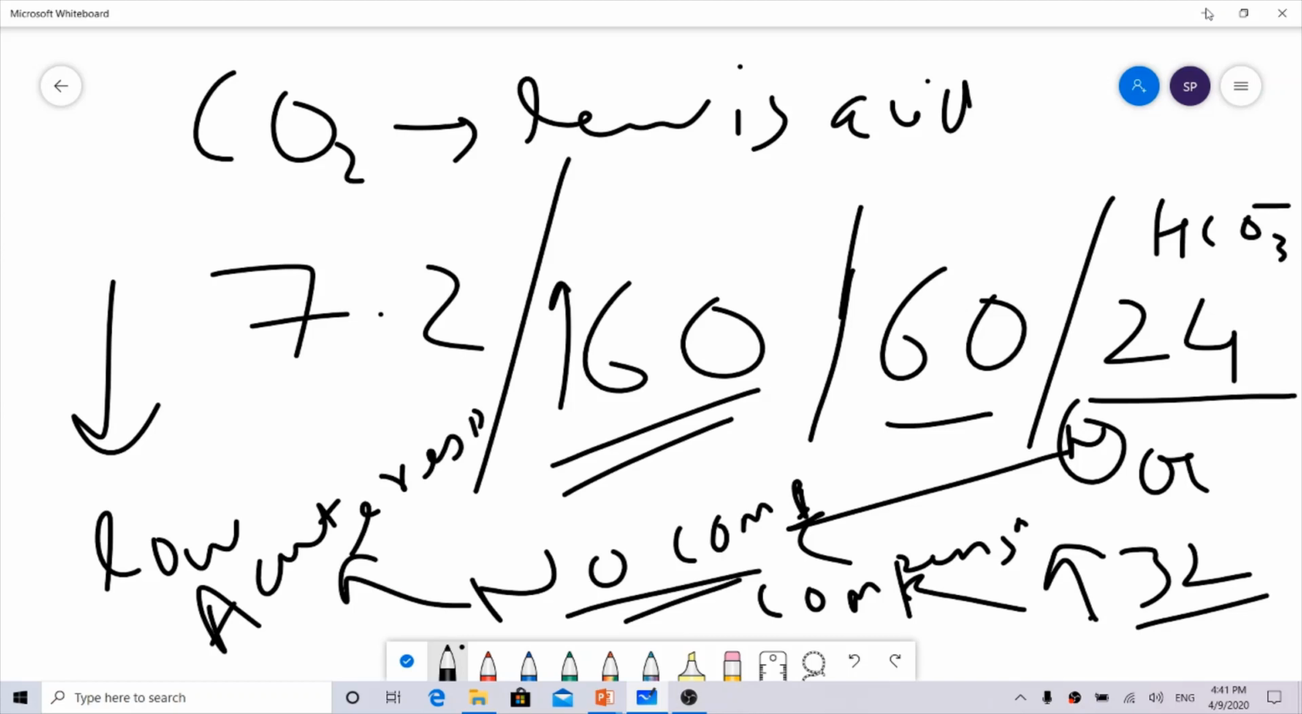Now, what is the importance of respiratory acidosis? Respiratory acidosis is a very common finding. Why? In every lung disease. So let's consider why it's important.